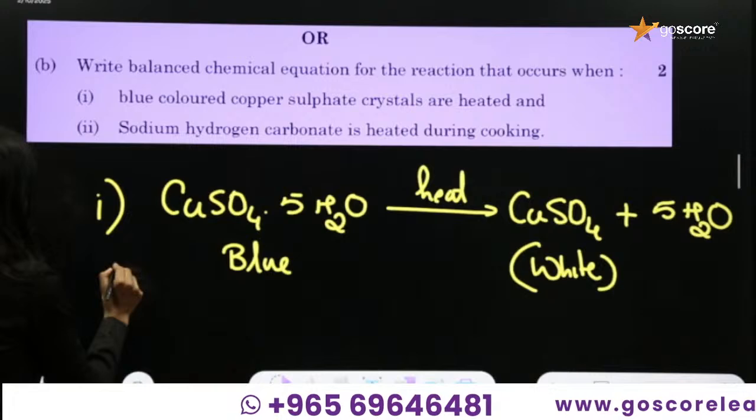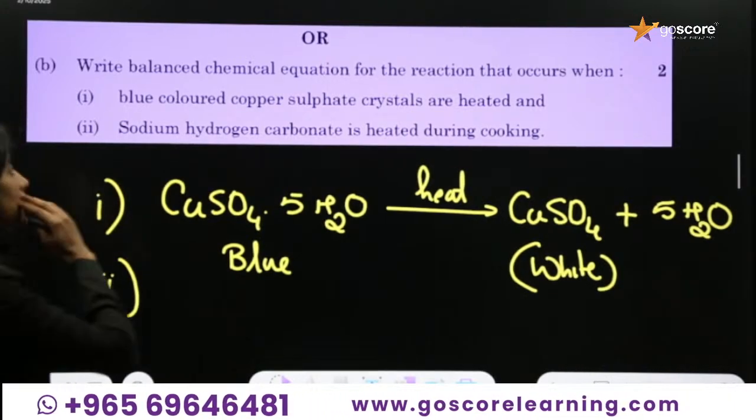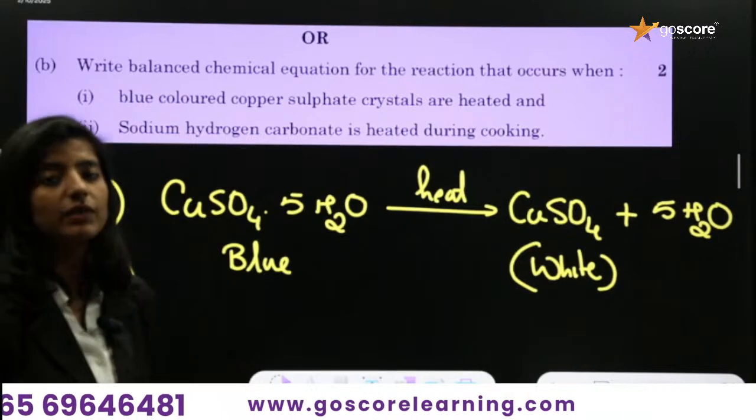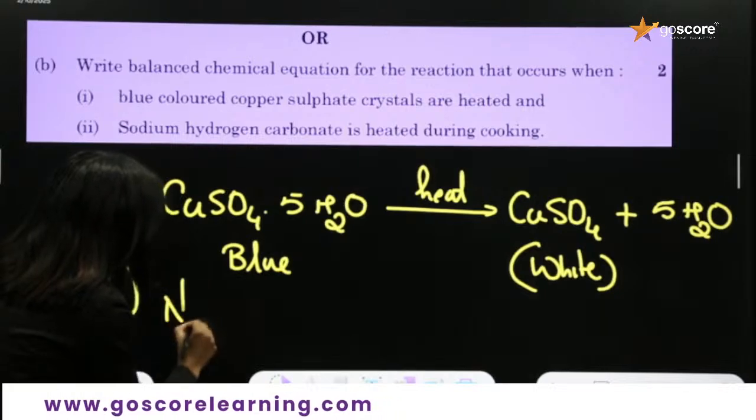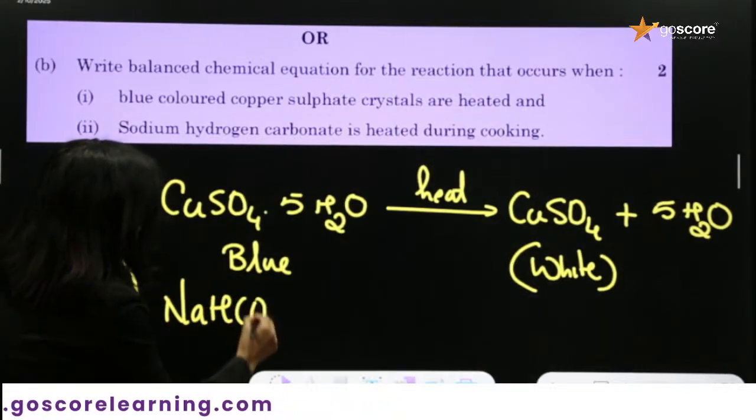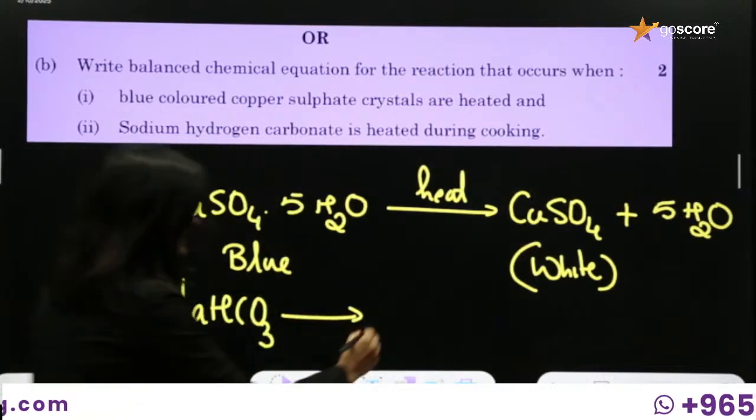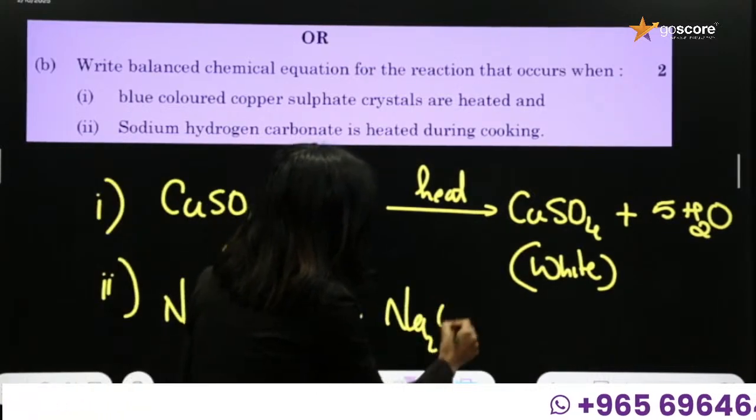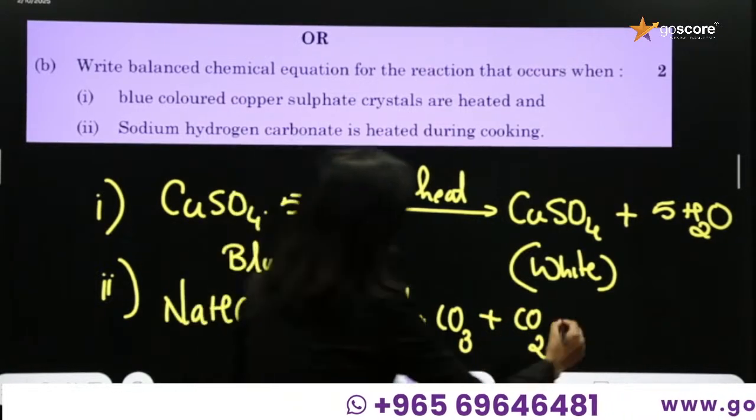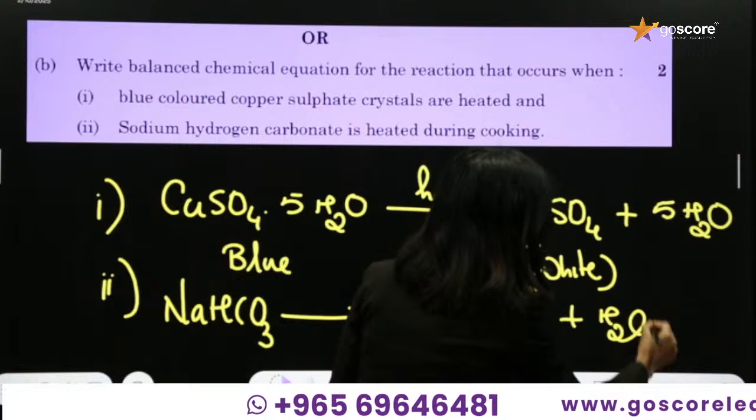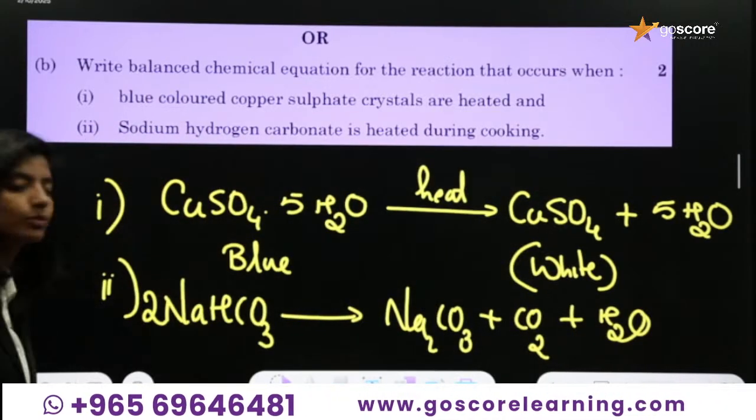Now, getting into the second one. Sodium hydrogen carbonate is heated during cooking. Sodium hydrogen carbonate is nothing but your baking soda. Let's cook some baking soda, that is NaHCO3. On heating NaHCO3, you are going to get Na2CO3 along with carbon dioxide and water. All I'm going to take is 2NaHCO3.